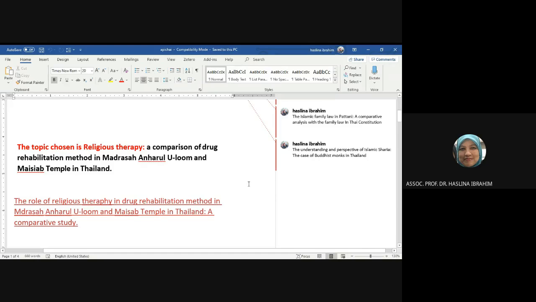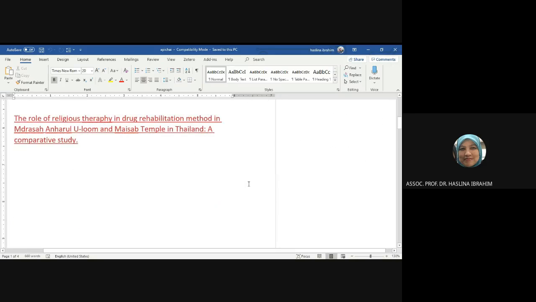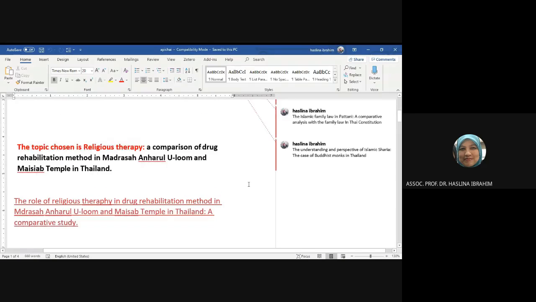And then you also have this topic, drug rehabilitation. I think this is an interesting title, brother. Mashallah, the title itself reflects the originality of your research. I strongly recommend this title. The role of religious therapy in drug rehab methods in Madrasah Anharul Ulum and Maisap Temple in Thailand, a comparative study. I give you full support for this title.